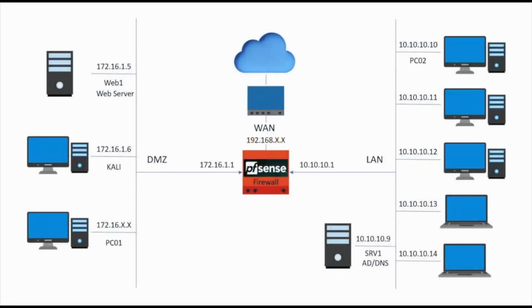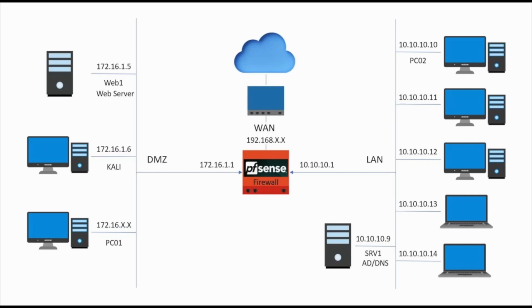In this demonstration, we're going to configure firewall rules on a pfSense security appliance. First, we're going to configure a firewall rule to allow both HTTP and HTTPS traffic from the Internet, or WAN, through the firewall into our web server on our DMZ. The second thing we're going to do is configure a rule to allow all traffic coming from our LAN to get to our DMZ through the firewall.